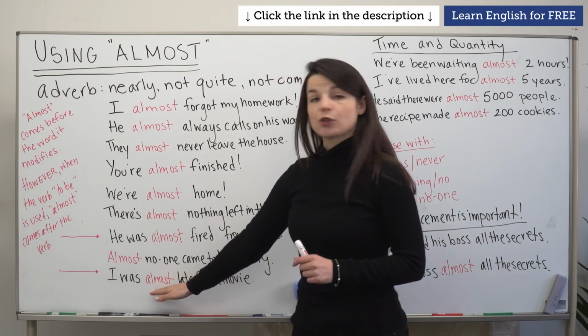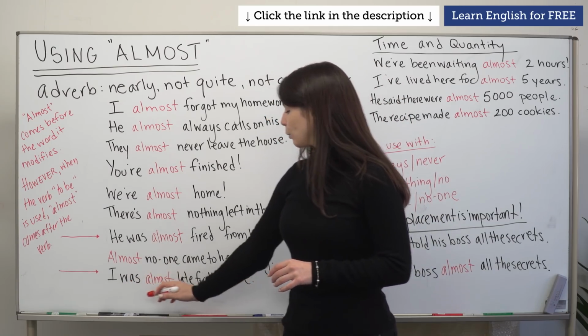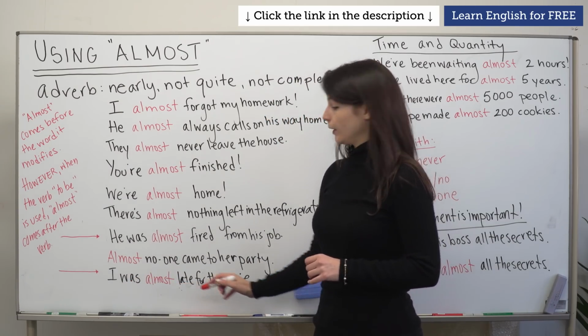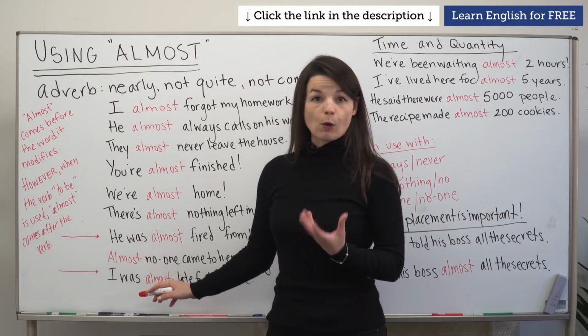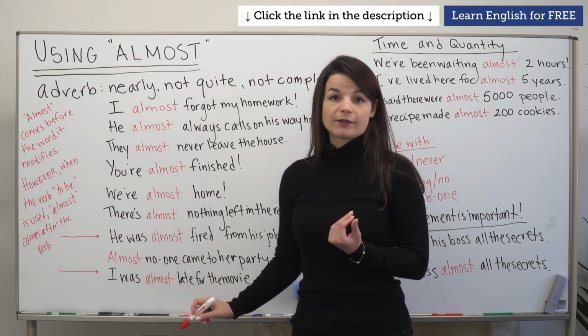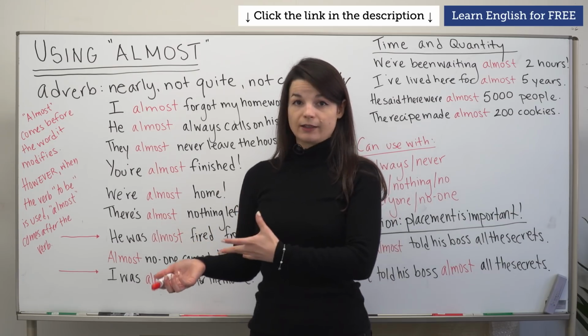Lastly, let's look at one more to be example. Here, I was almost late for the movie. Again, here's our to be verb, I was, and almost follows that to be verb. I was almost late for the movie.